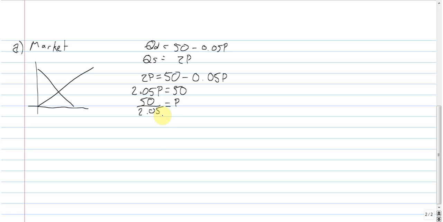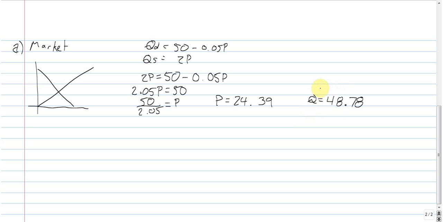I actually haven't really prepared this one ahead of time, so I'm going to divide on my calculator as we go, and that'll make sure that I get the right answer. Okay, so our price is 24.39. And then to get the quantity, we're just going to plug that into either our supply or demand functions. It's probably easiest just to multiply it by 2, and we'll get that Q equals 48.78.